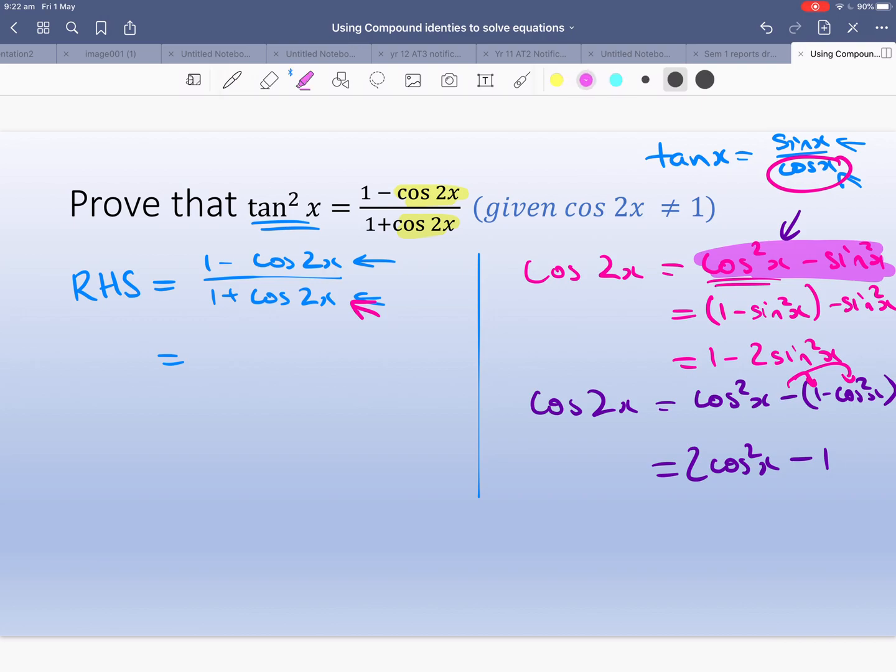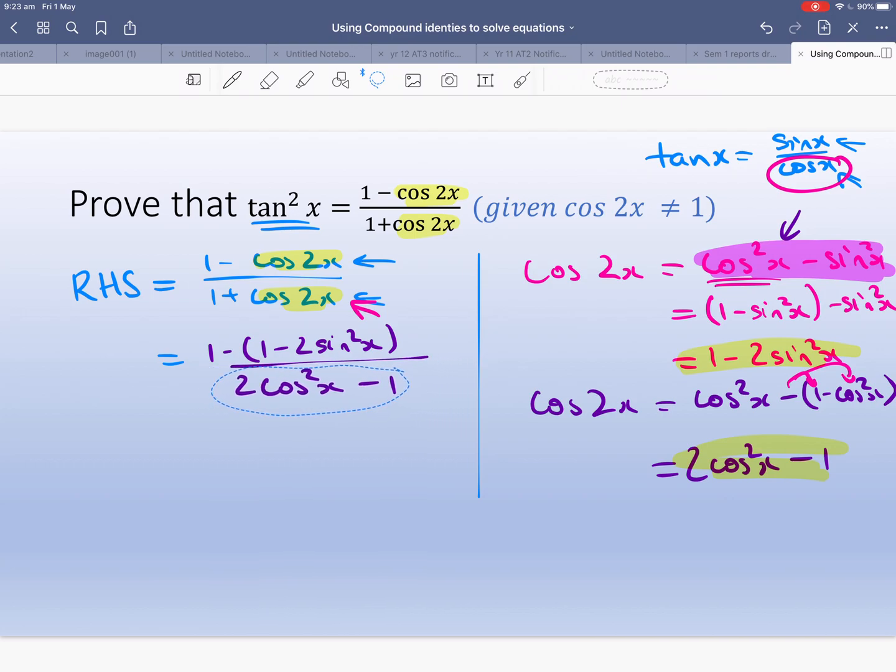Now, what I'm going to do with that is I'm going to replace these two things in for these two things. So let's do that. 1 minus bracket 1 minus 2 sine squared x over, getting ahead of myself, 2 cos squared x minus 1. Oh, I definitely got ahead of myself. So I'm going to move that across to there. I'm going to put my line. I missed out on this guy, so I'm going to put that guy in there. And that's our substitution there.